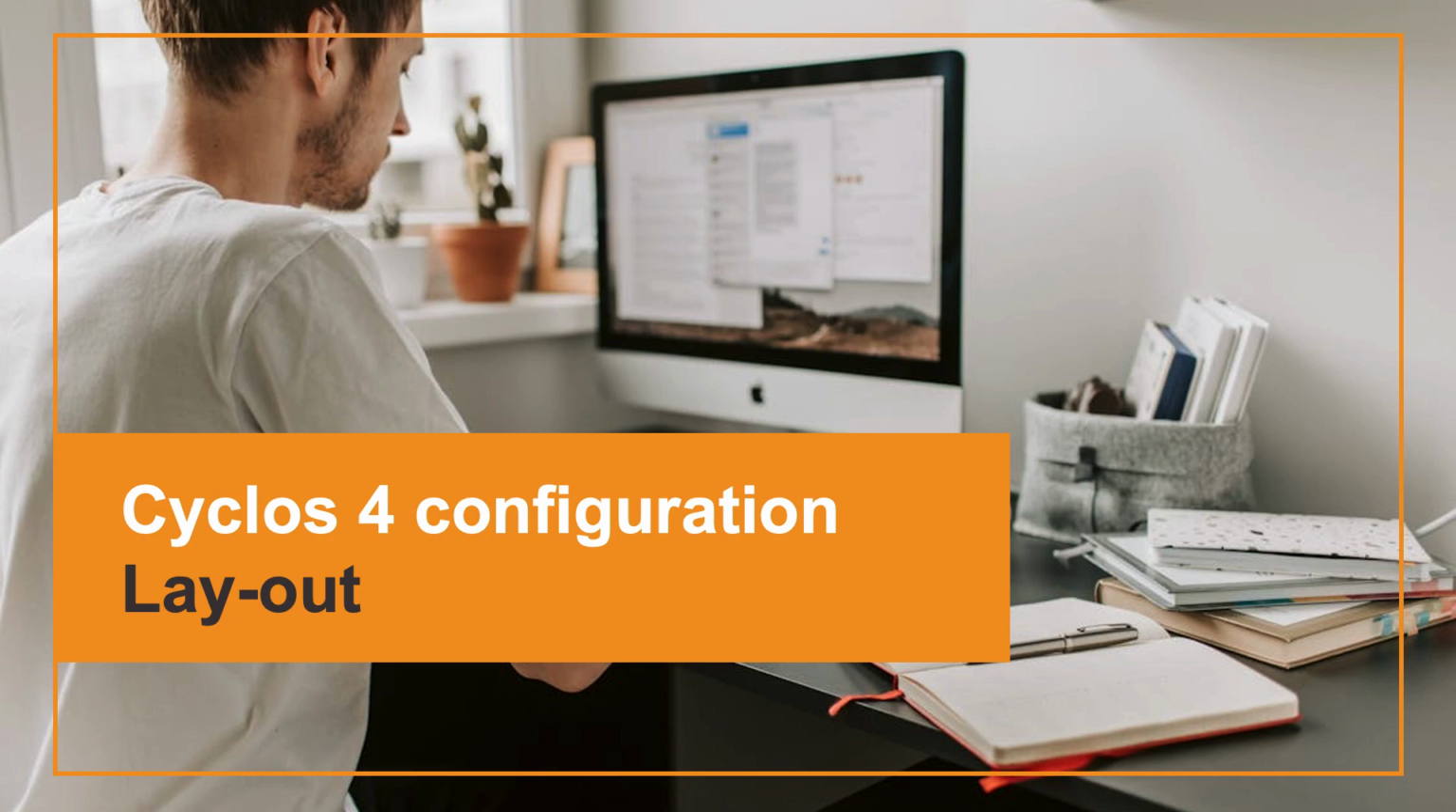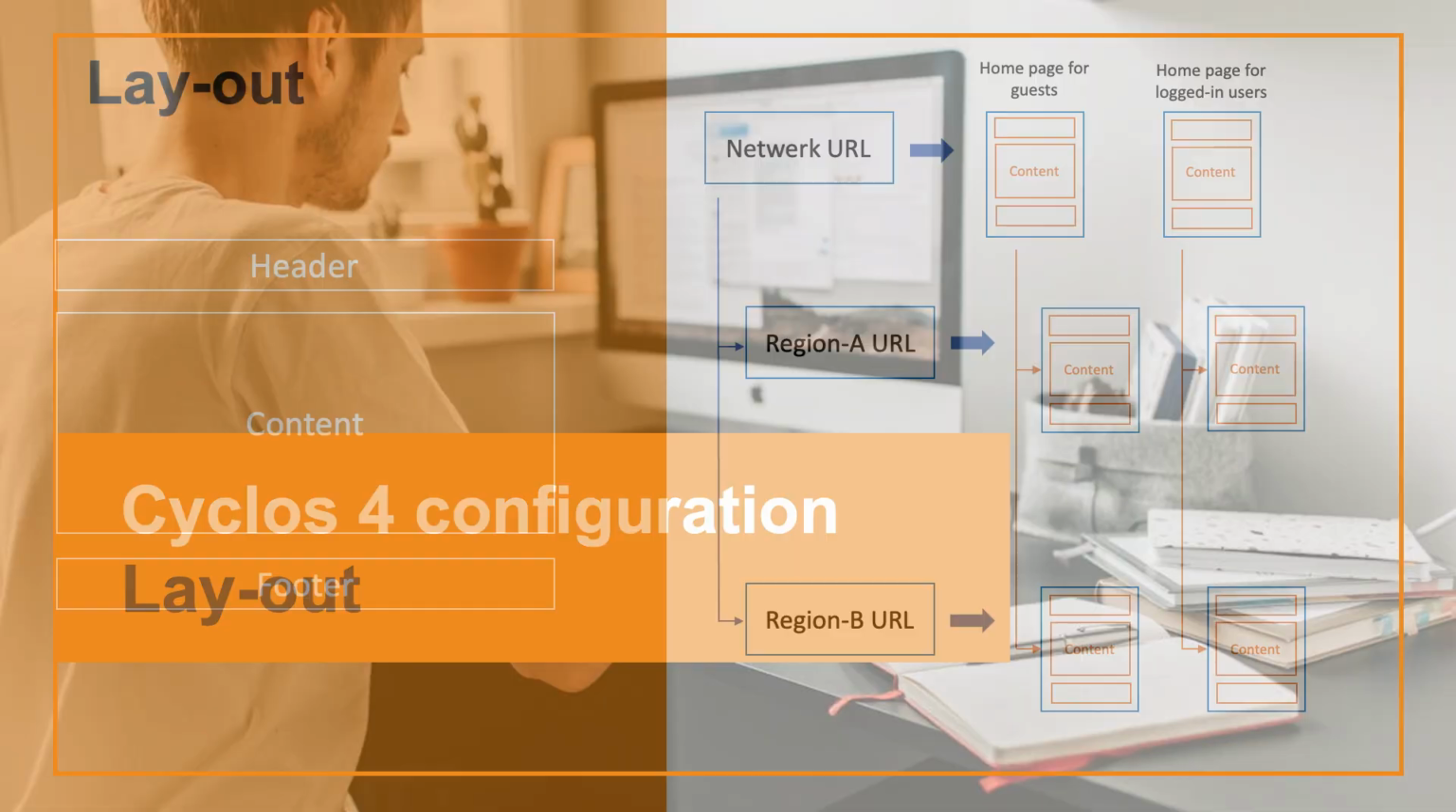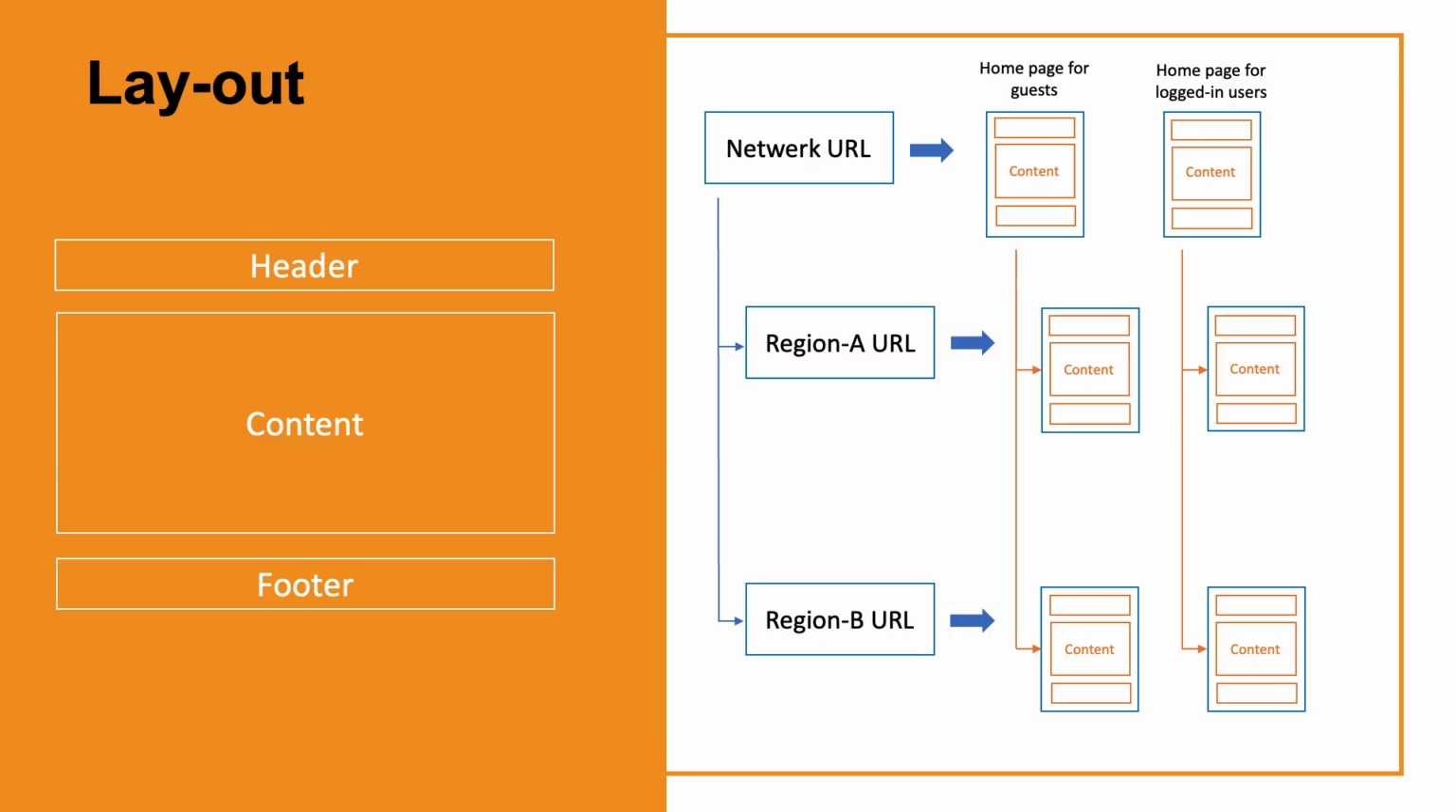In the previous tutorial, we created two specific configurations for region A and B. As you can see in this screen, we now have three URLs: the main URL of the domain, which is pointing to our basic network, and two URLs for our regions. Both regions now have their own home page for guests, and a separate home page for logged-in users. But the content and layout of these pages is inherited from the default configuration.